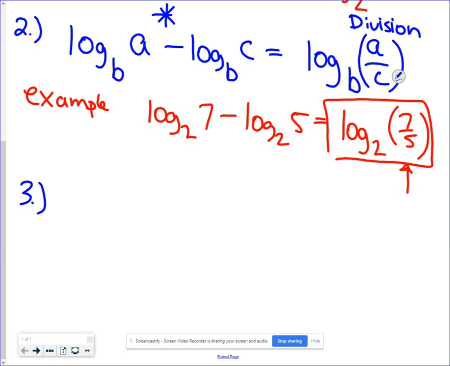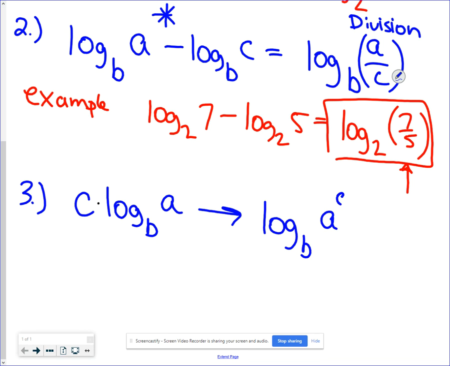This rule says if you have a number in front of your logarithm, so let's say we have c times log base b of a. You can think of this as c being multiplied by log base b of a. Well, we can rewrite that as log base b of a to the c power. So basically this rule says if you have a number in front of your logarithm, you can move that number and make it the exponent of what you're taking the log of.